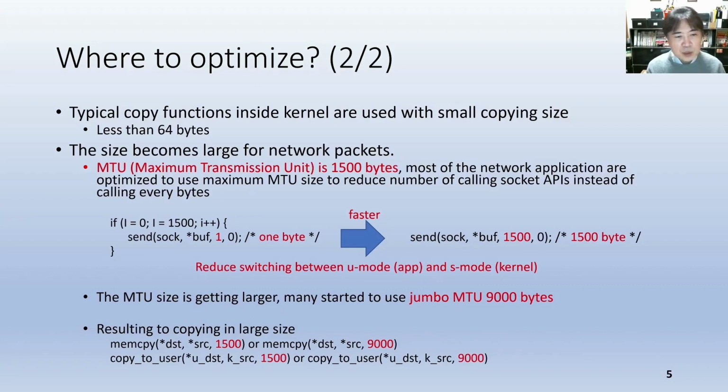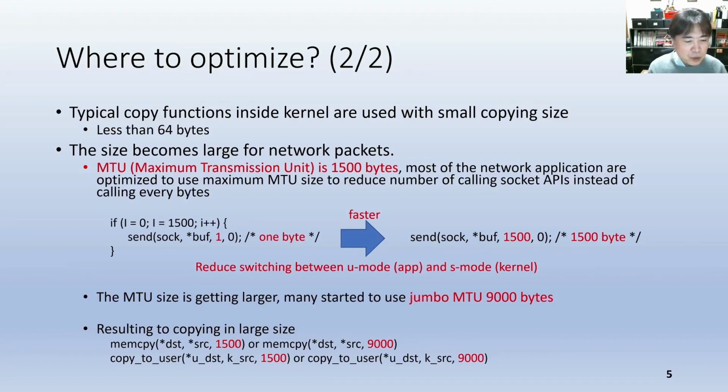In this example, the left side is a 1-byte copy in a for loop, and the right side is 1500 bytes in one system call. The right side is faster because it has less switching between user space and kernel space. Context switches have an overhead on the CPU. It may not show up well on an emulator or QEMU, but if you're really running on real hardware, the overhead does show up.